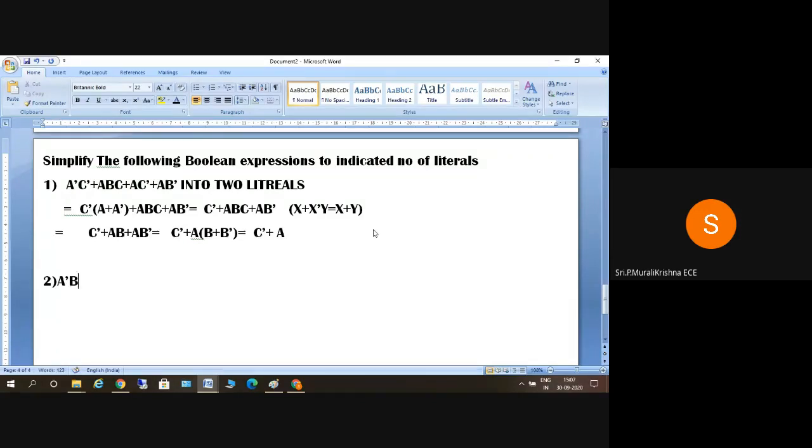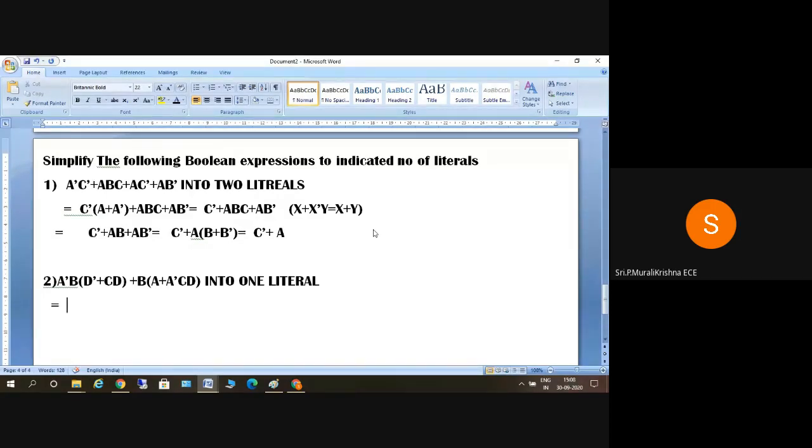Take a note of all these and you have to practice them. A bar B, B bar plus CD plus B into A plus A bar CD, to one literal. Try to simplify this expression into one literal.